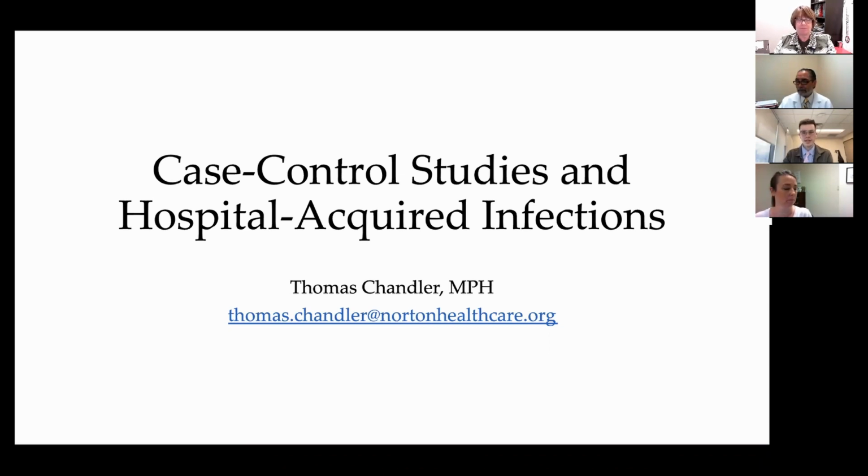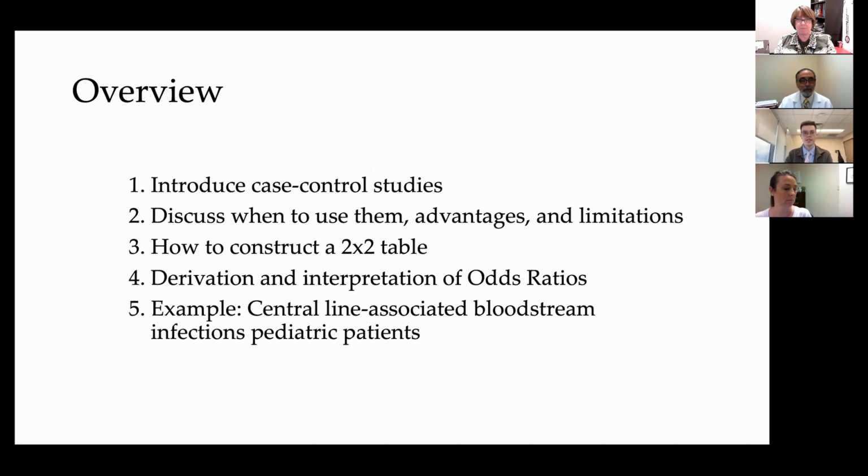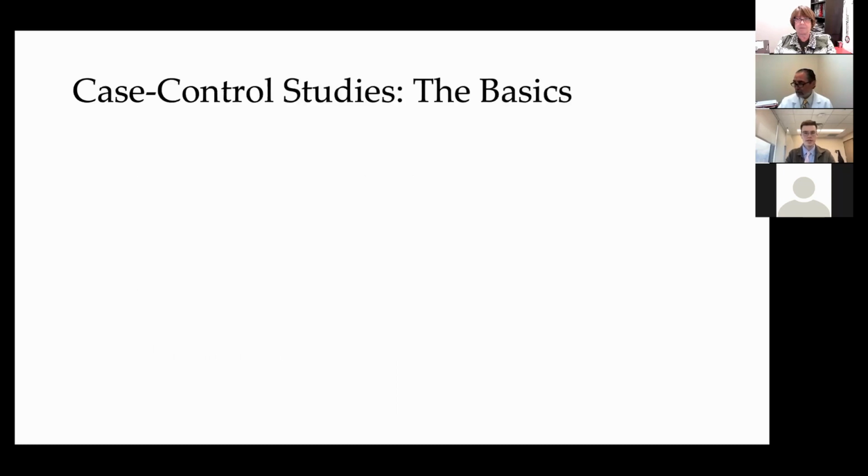So just a quick overview of today's presentation. I'll introduce case control studies and discuss when it's appropriate to use them, some of the advantages and limitations that are in these studies, and how to construct a 2x2 table from case control studies, and then the calculation of an odds ratio and how to interpret an odds ratio. And then I'll bring it all together with an example that involves central line associated bloodstream infections in pediatric patients.